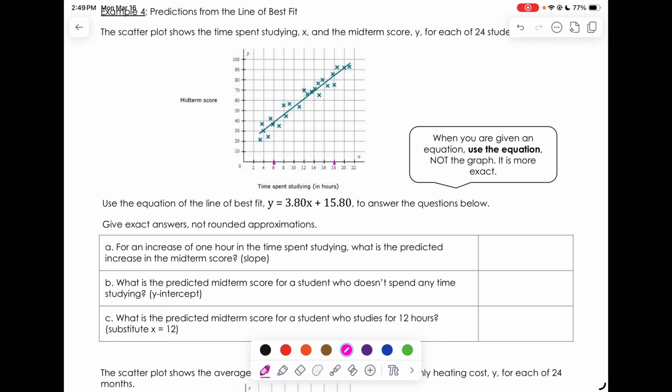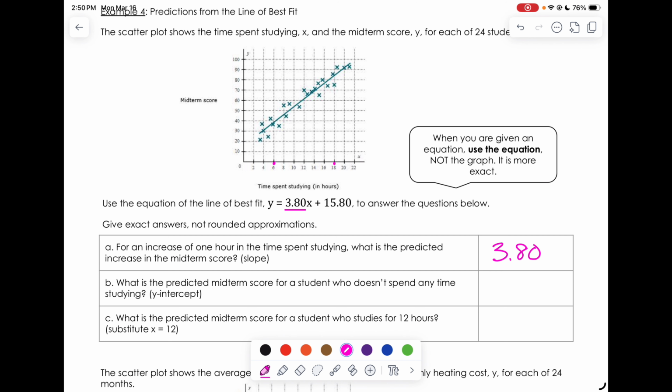But here it gives us the equation for this line. It tells us to use this equation of the line of best fit. So we got y equals 3.8x plus 15.80. For an increase of 1 hour in time spent studying, what is the predicted increase in midterm score? AKA, what is your slope? Well, each hour that we spend studying, on average, we're going to go up 3.8 on our score. So therefore, it's 3.80.